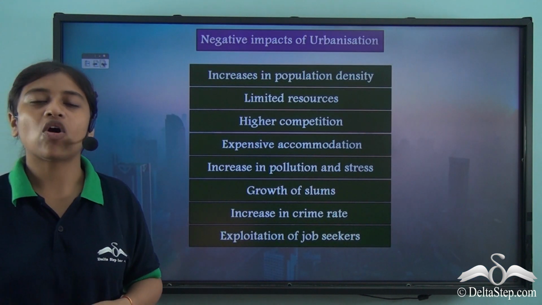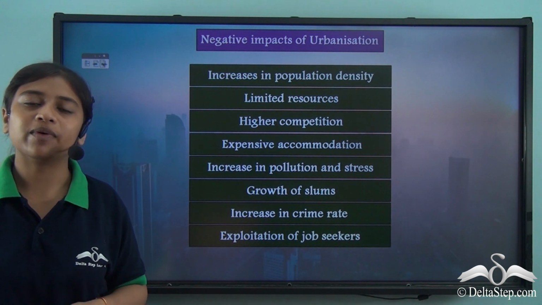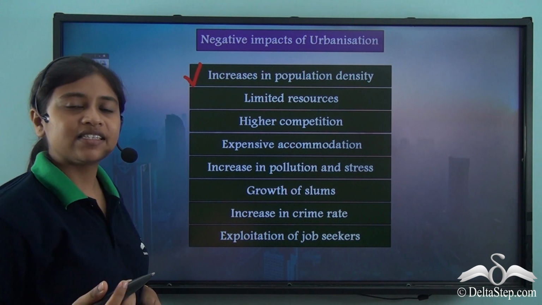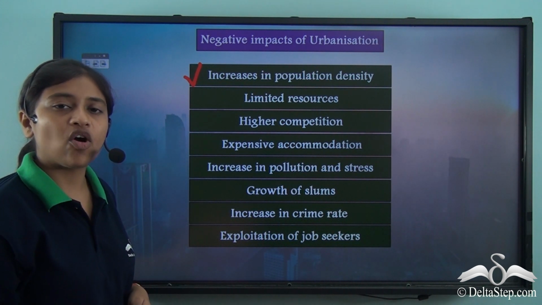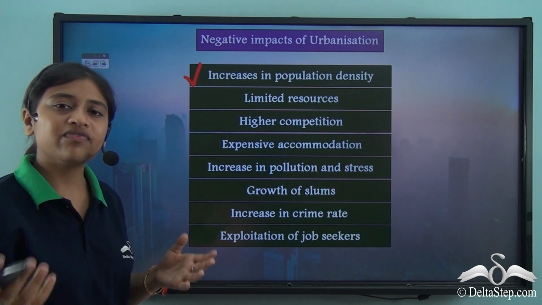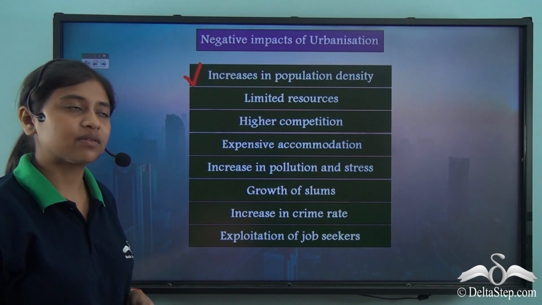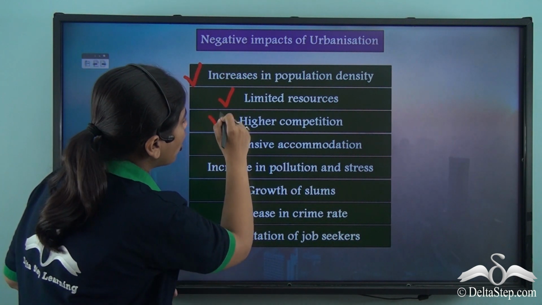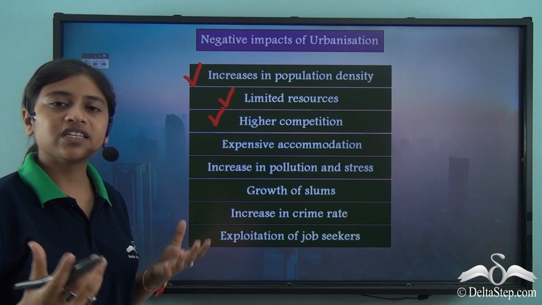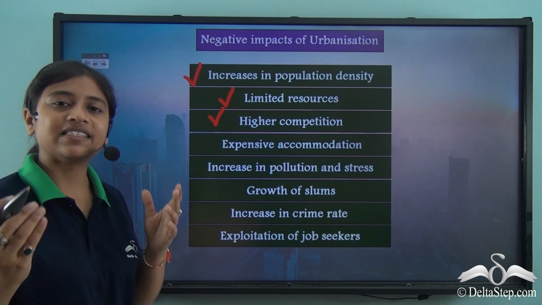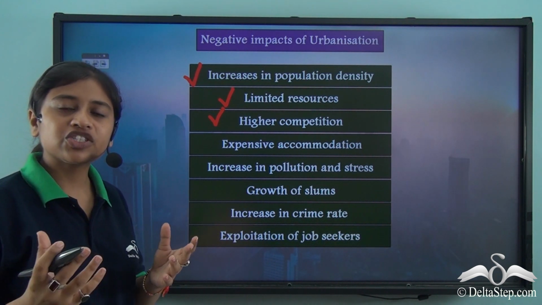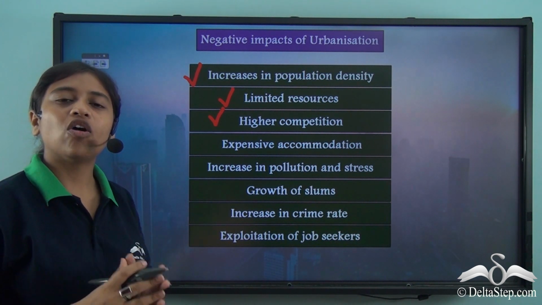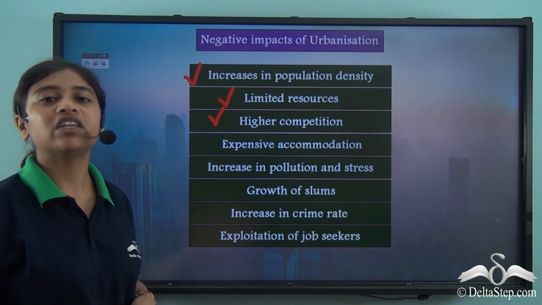Let us summarize the negative impacts of urbanization. These may include an increase in population density, which eventually increases the pressure on resources and makes life difficult for the already existing population. We have limited resources and higher competition. As population increases, there is higher competition in every sector, and because of this high competition, people are switching to illegal methods, to unfair means, and it is also destroying the overall development of the nation.